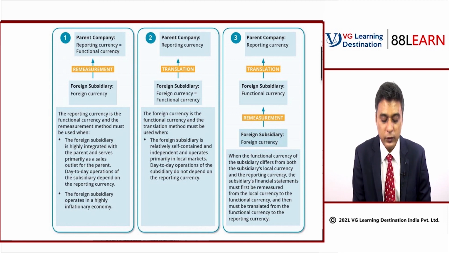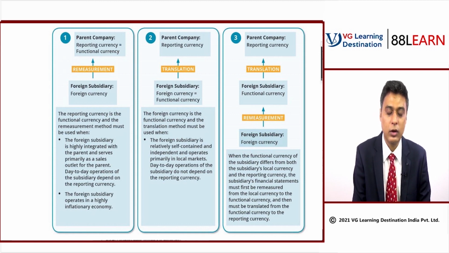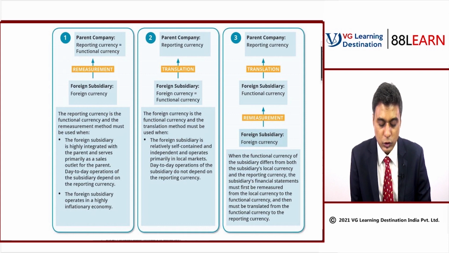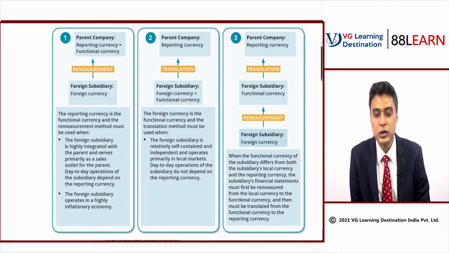That means the moment we reach functional currency, we are already at the reporting currency. This, in the examples that I gave, is the example of Ecuador. Let's say the subsidiary's financial statements are prepared in Ecuadorian currency. So we have to use the remeasurement method to convert the financials from Ecuadorian currency to US dollar, which is the functional currency of Ecuador. And the moment we convert it to the functional currency, which is USD, we have already reached the reporting currency, right?